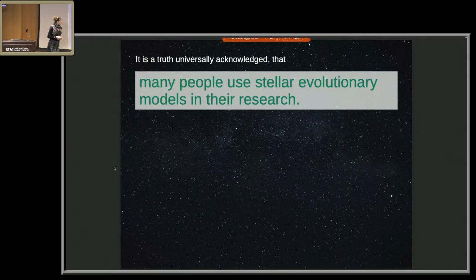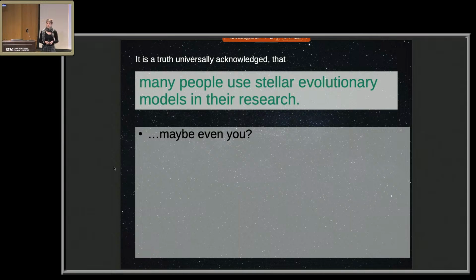It's a truth universally acknowledged that many people use stellar evolution models in their research. Maybe even you. Hands up, who has ever used stellar evolution models in their research? Wow. Okay, so I think you're my audience here.